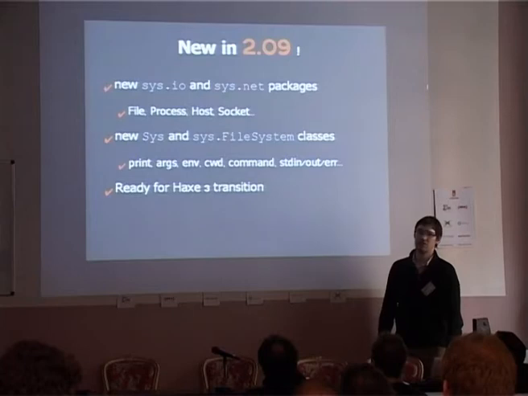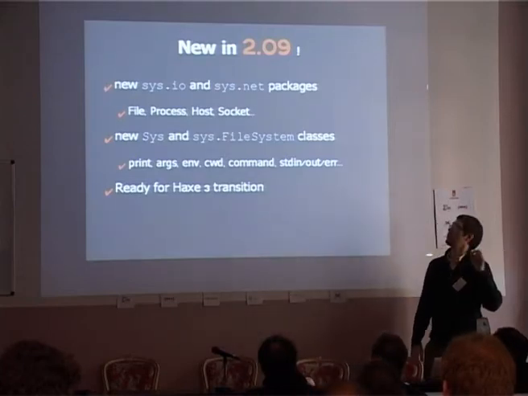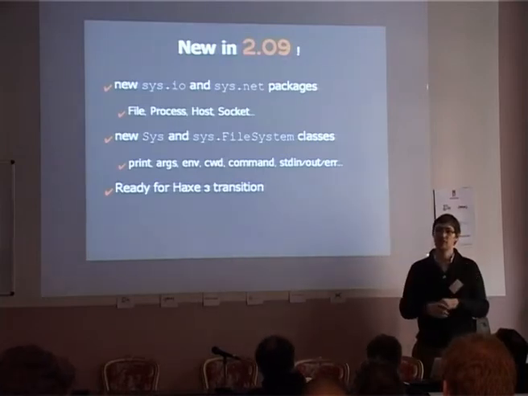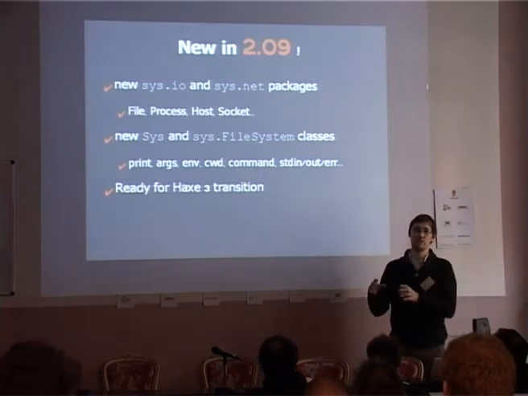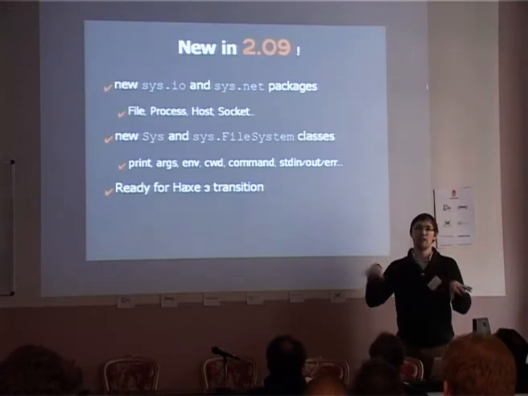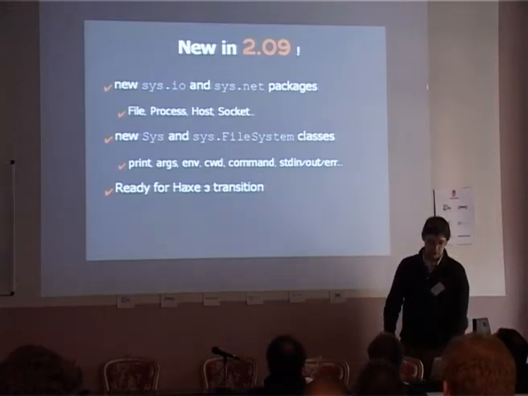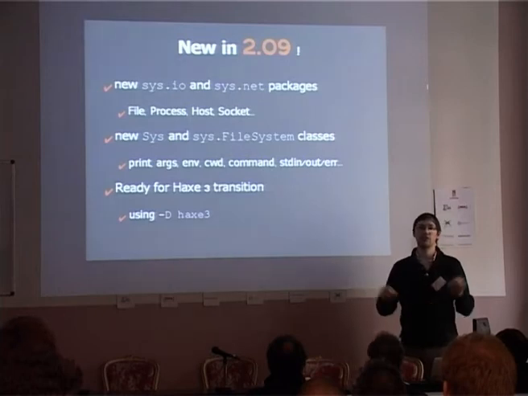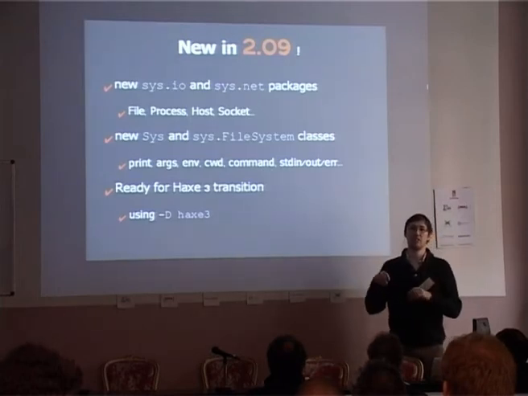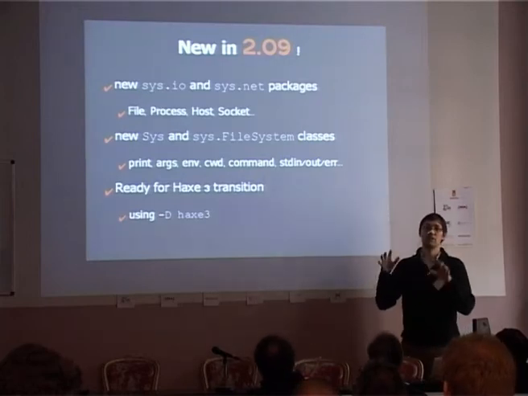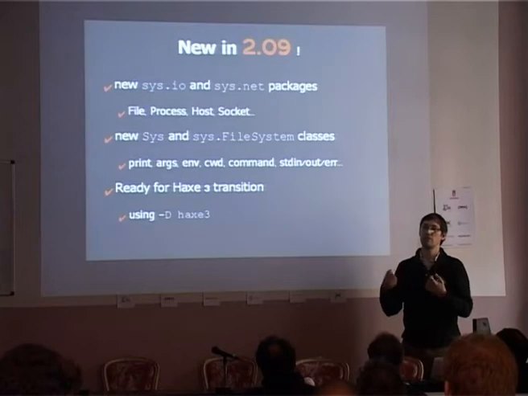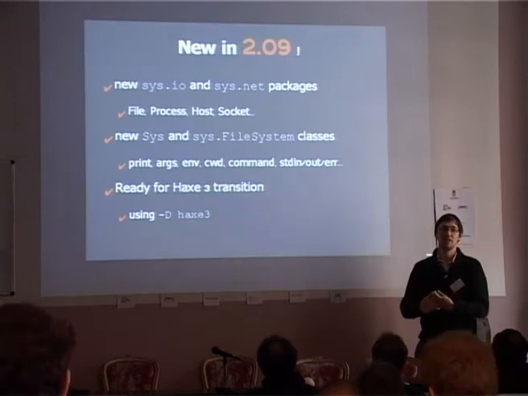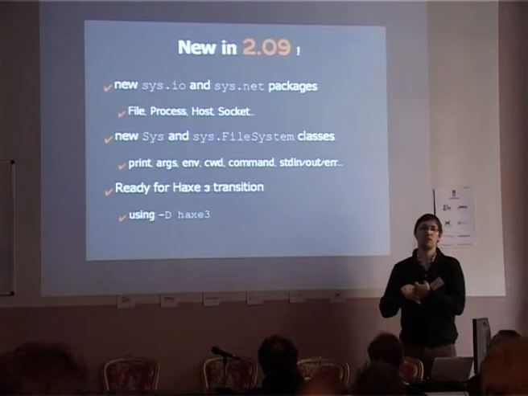And it's also ready for the Haxe 3 transition, because we have kept the old API, which is neko.io, neko.sys and all the php.io files. It's still available in Haxe 2.09, but it's planned for removal in Haxe 3.0, because we want to have one single package rather than one package per platform. So what you can do is compile your code using 2.09 with -D haxe3, and it will disable all these temporary references from the old packages to the new ones. So with 2.09, you can actually compile your code as it will compile in Haxe 3. This way you can prepare for the transition.